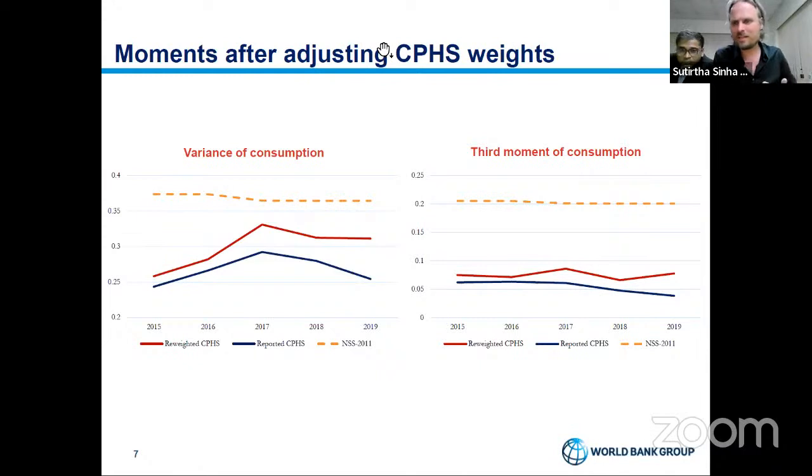But then say in 2018, a number of states were added to the CPHS sample. And so in that case, we reintroduce those states into the NSS survey, which is why the estimates slightly change over time. But in all cases, we use the exact same NSS 2011 household expenditure survey.